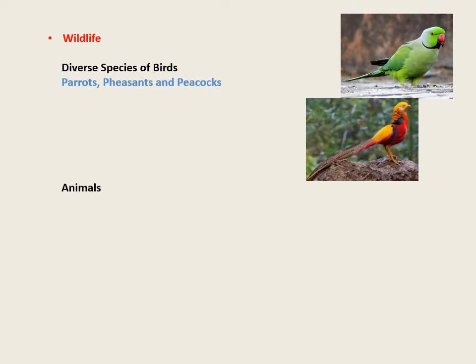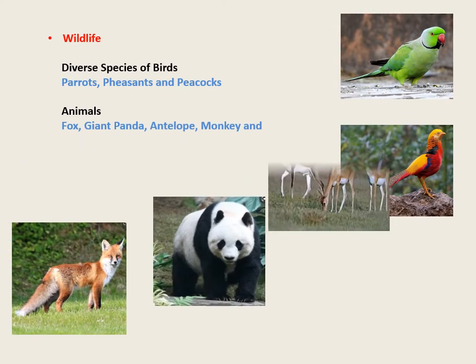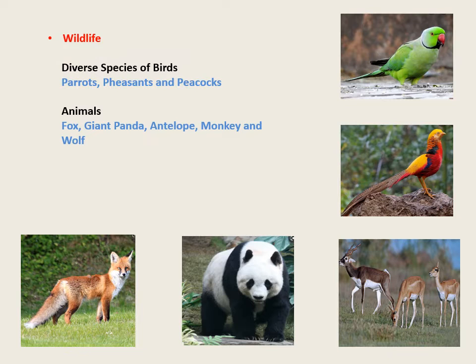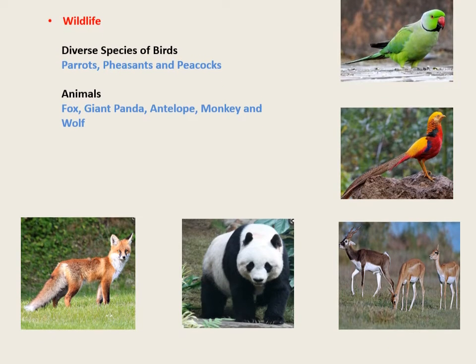Wildlife. Diverse species of birds such as parrot, pheasant, and peacock, animals like fox, the giant panda, the antelope, the monkey, and the wolf can be spotted in these regions.